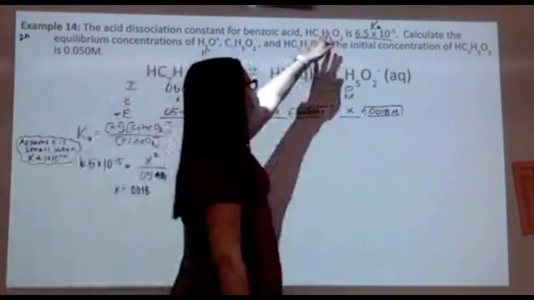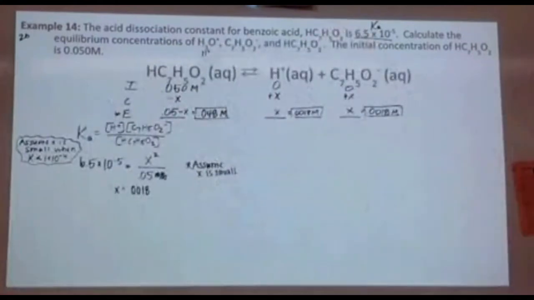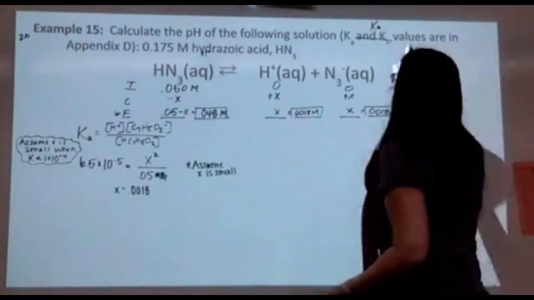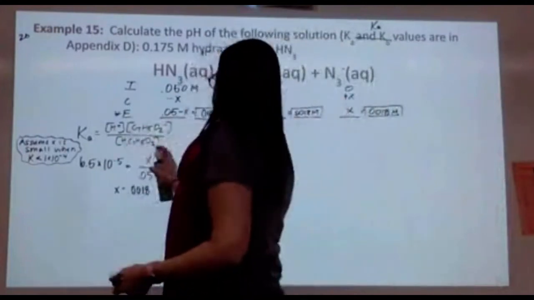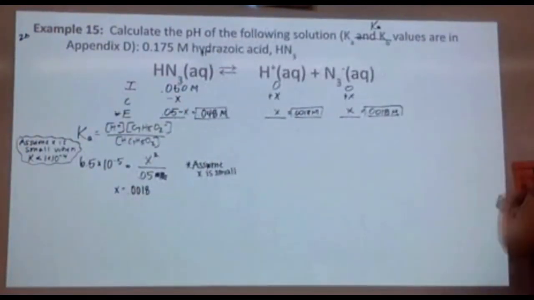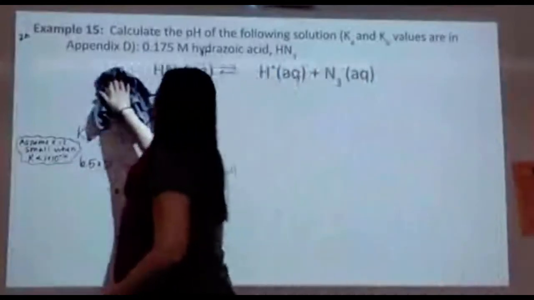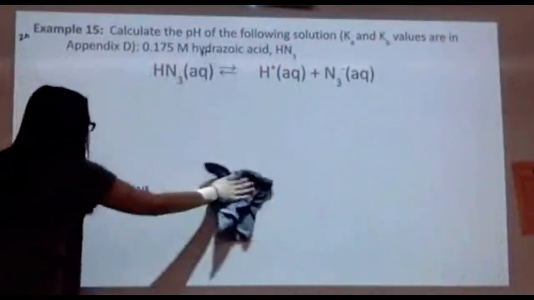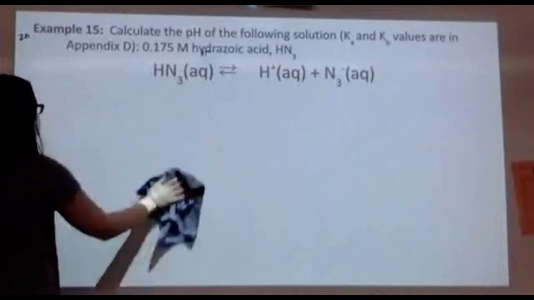So this actually gave us the Ka, so we didn't need Appendix D. The usefulness of Appendix D is going to be, for an example, like 15, right, where in 15, they don't give us the Ka. They tell us that they're in Appendix D. So if on mastering, you're trying to solve for an equilibrium concentration or something like that, and they don't give you a Ka, use appendix D.